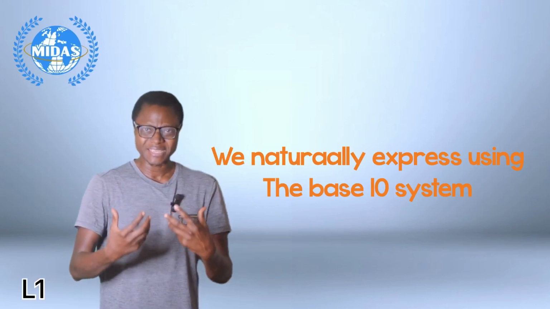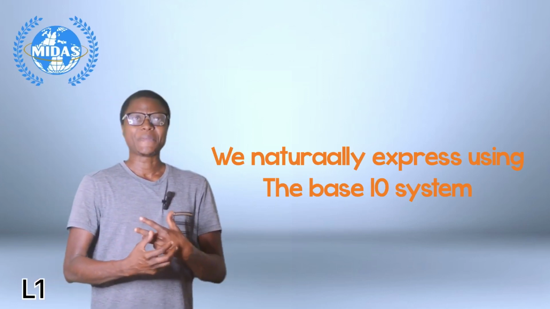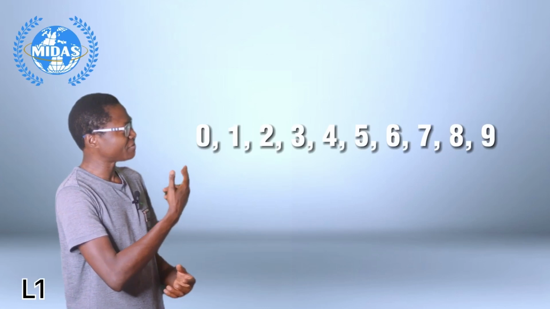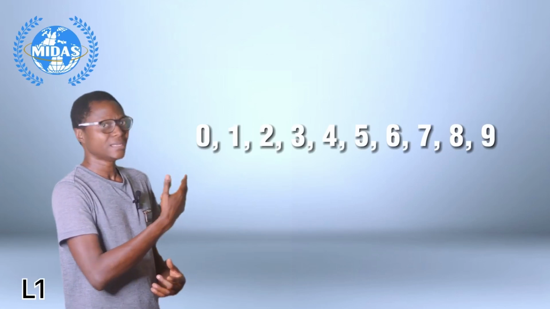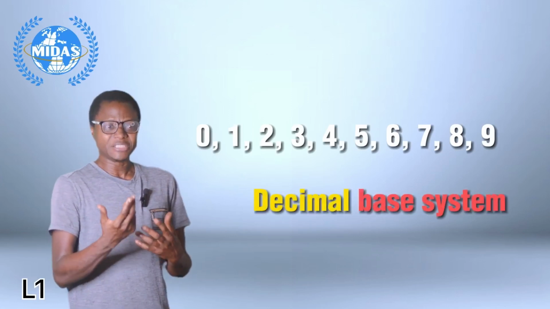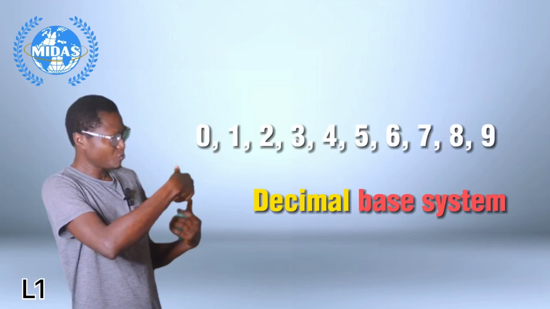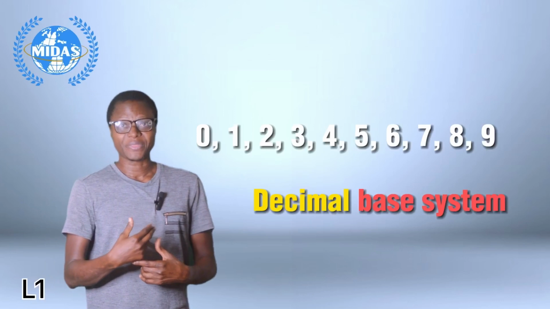Now, we naturally use the base 10 system to express numbers. For example, 0, 1, 2, 3, 4, 5, 6, 7, 8, 9. Now we don't have any digit for 10, so we use 1 and 0. It means we are repeating within the same digits that we already have.